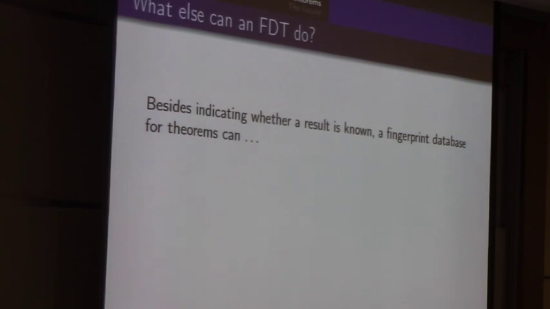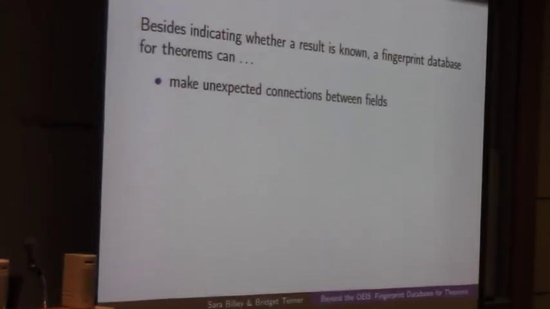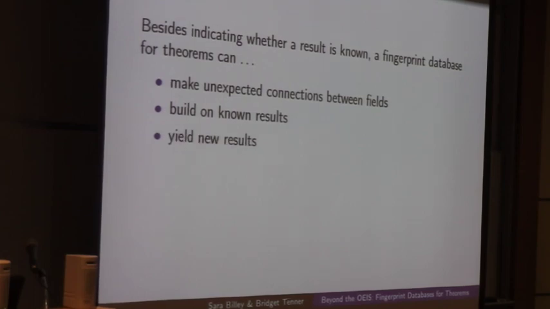So what else can one of these objects, one of these fingerprint databases for theorems, do? Besides indicating whether a result is known, a fingerprint database for theorems can make unexpected connections between fields. So if you look something up and find the entry exists, but with an entirely different description, then hey, maybe you know something new. It can build on known results in this way and in others. It can yield new results once you figure out how to connect your brand new characterization with this one that's already in there. It can nurture mathematical experimentation.